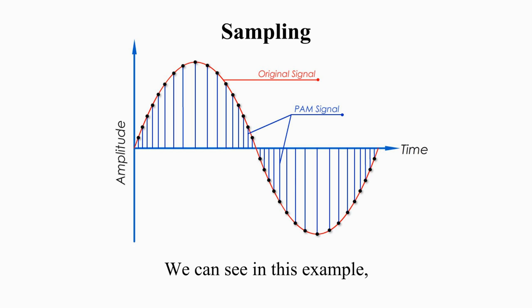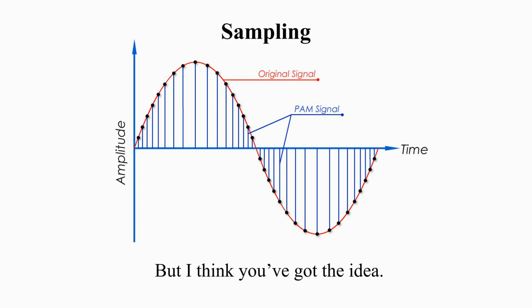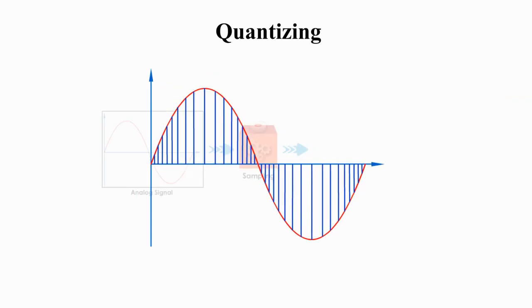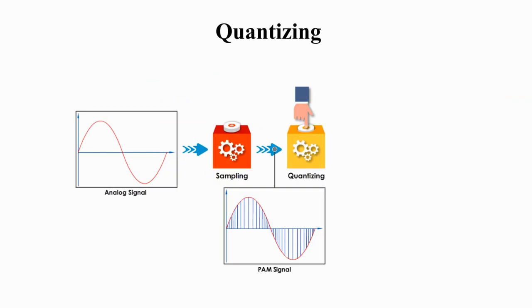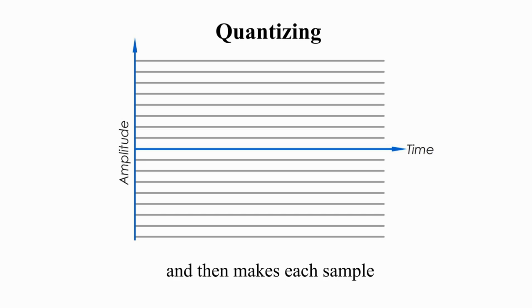We can see in this example, 34 samples over 1 second would be far from being sufficient, but I think you got the idea. Now let's move on to the second step, quantizing. If sampling is like drawing vertical lines, quantizing is like drawing horizontal lines and then making each sample match one specific horizontal line. Let me explain the process.